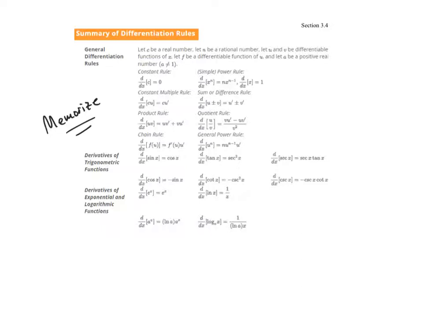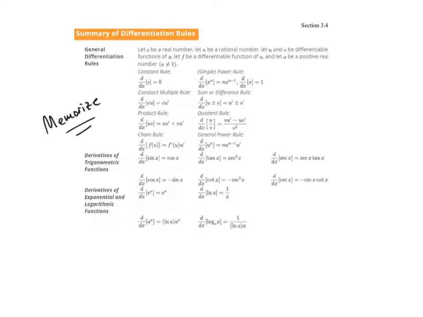Your trig functions: derivative of sine is cosine, derivative of cosine is negative sine, derivative of tangent is secant squared, derivative of cotangent is negative cosecant squared, derivative of secant is secant tangent, and the derivative of cosecant is negative cosecant cotangent. Remember, your derivative of cos is cos for cotangent and cosecant, and your derivative of co-functions are always negative. The derivative of e to the x, simply copy and paste e to the x.